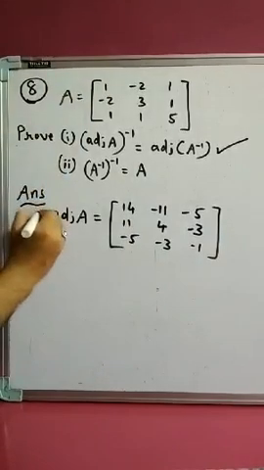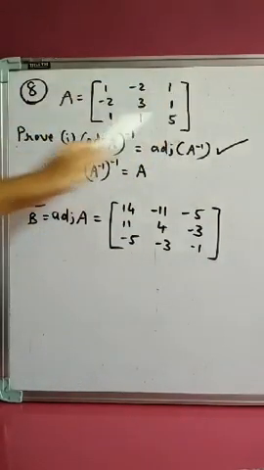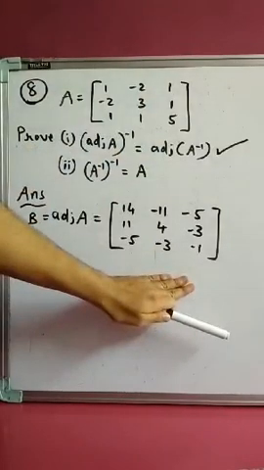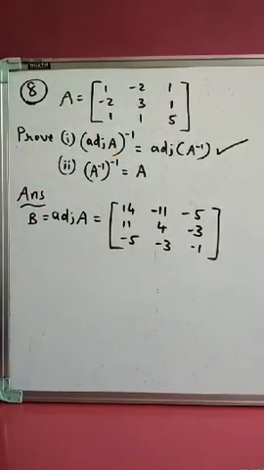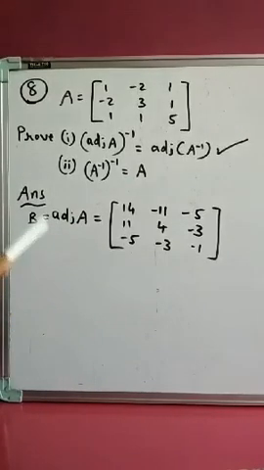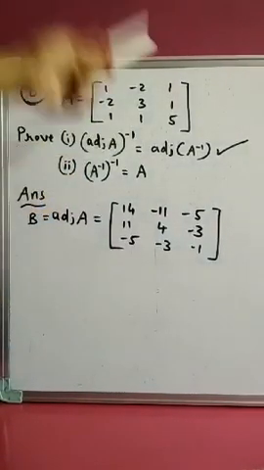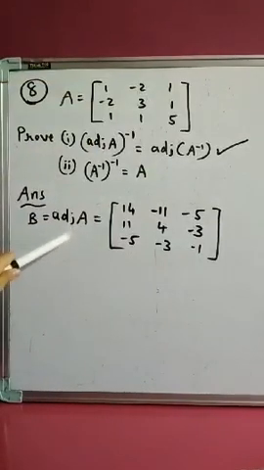Now let us take adjoint of A equal to B. Let us assume that adjoint of A is equal to B. I hope this is clear with everyone. What simple thing we have done: from matrix A we have found adjoint of A and named it B. Why have we done so? Because we want to find the inverse of adjoint of A, and for its inverse we will require its adjoint also.